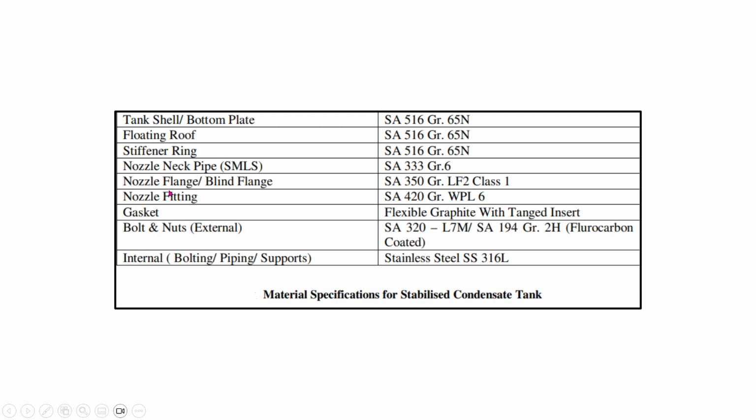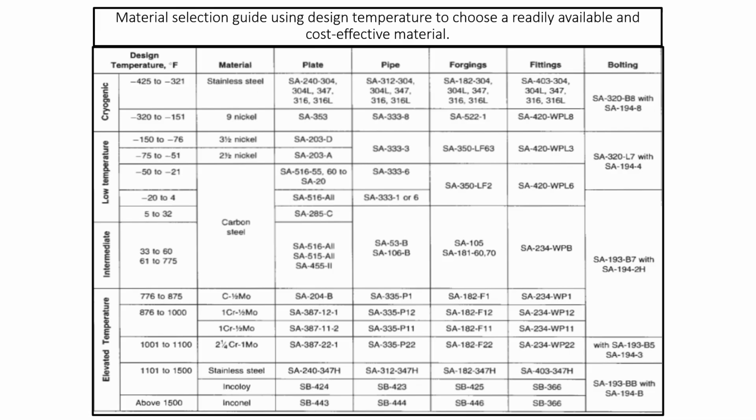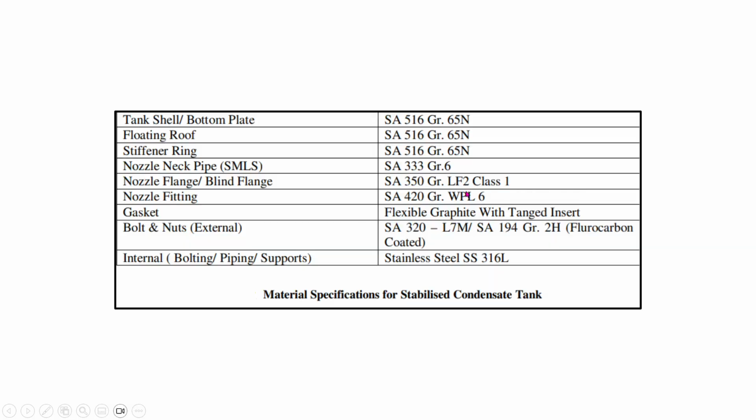Then material grade. Then nozzle flange, it will be forging, mostly forging. For the nozzle flange we are using forging, and for carbon steel it is SA 350. Then nozzle fittings, it is SA 420.